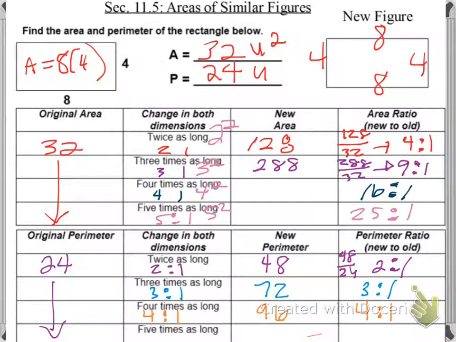And then 5 times as long, that would be 5 to 1. Your new perimeter would be 120, and your perimeter ratio is 5 to 1. I said 25 to 1 by mistake, it's 5 to 1.